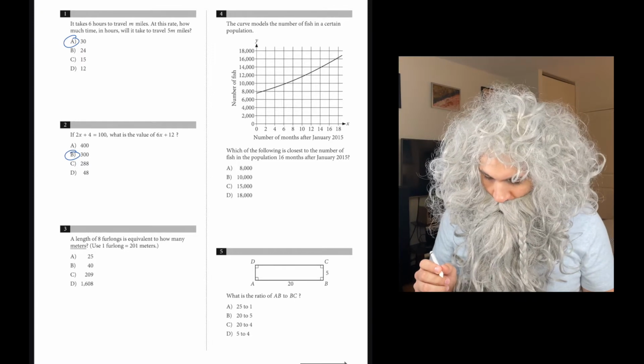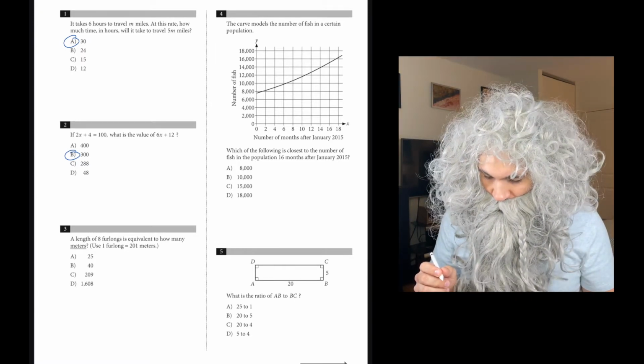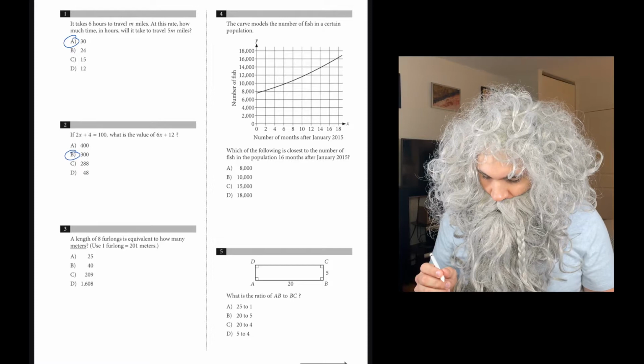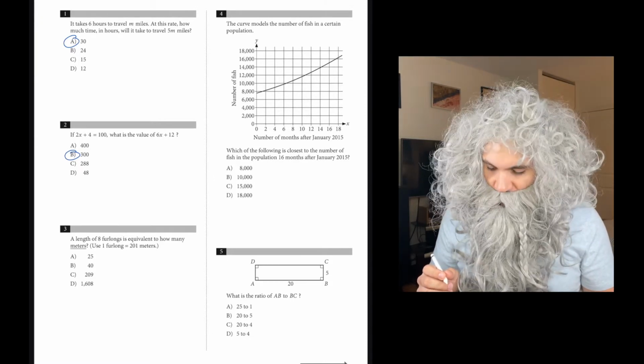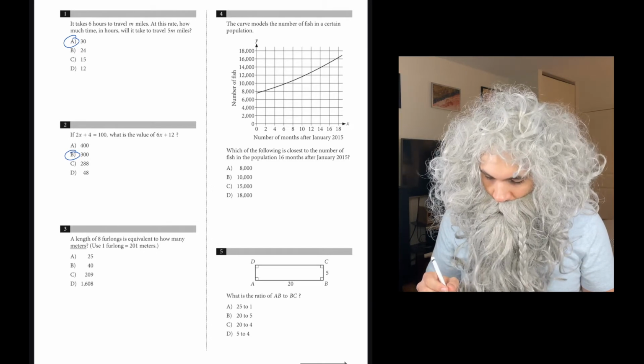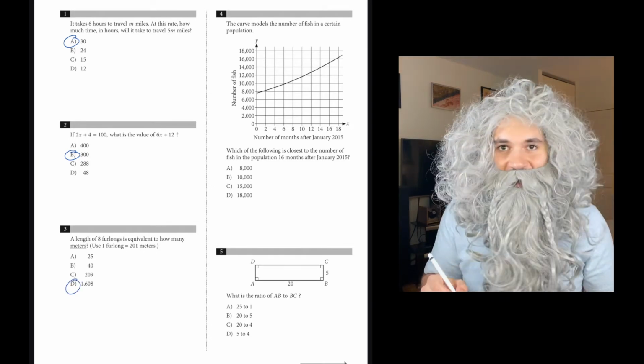Number 3, a length of 8 furlongs is equivalent to how many meters? And they said 1 furlong is 201 meters. Okay, so all we've got to do is multiply 201 by 8, which gives us 1608.